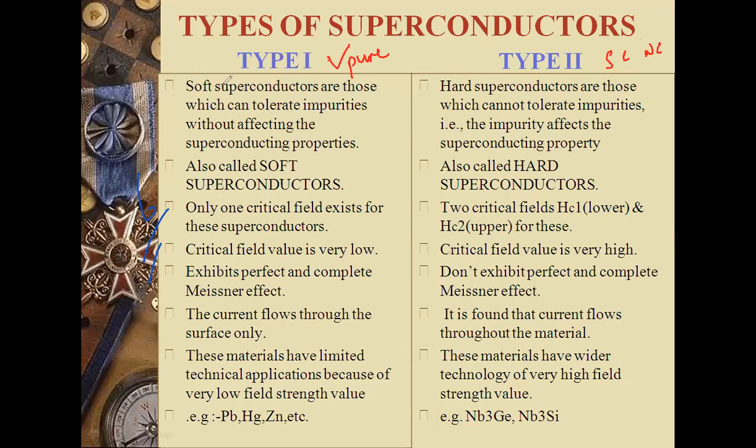Okay. So soft superconductors are those which can tolerate impurities without affecting the superconducting properties.